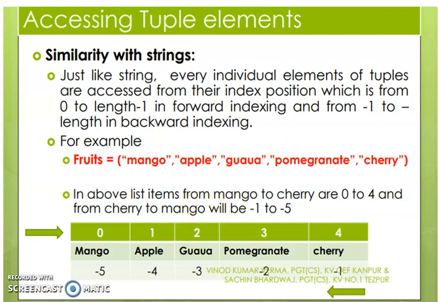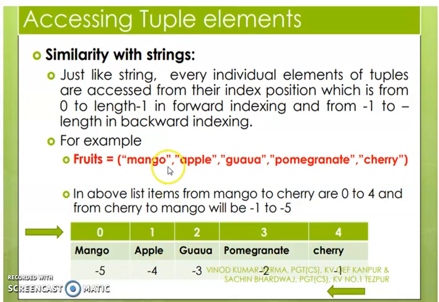See the example, fruits equal to mango, apple, guava, pomegranate, cherry. So this is the 0th position, first position, second, third, fourth in forward indexing. Okay, here 0, 1, 2, 3, 4. This one is forward indexing, and backward indexing is -1, -2, -3, -4 and -5. That means this mango is placed in position 0 or in position -5.